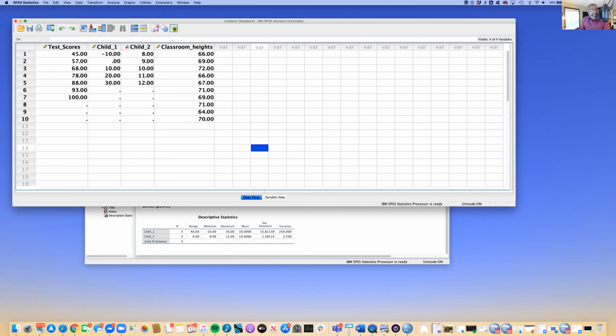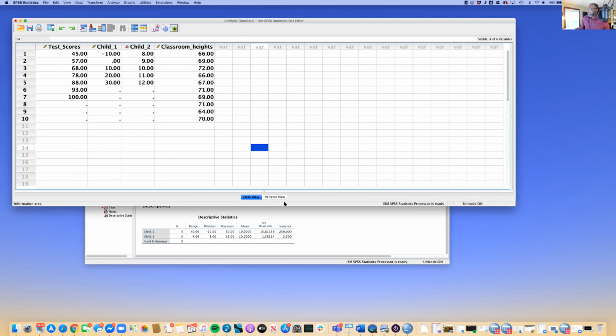Okay, so I have, check my data here, 66, 69, 72, 66, 67, 71, 69, 71, 64, and 70. Great. All right, so these are our classroom heights. I'm just going to do a very live version of standard deviation of spread here. So let's get into it. If you all want to follow along, I'll give you about 2 minutes to jot this down.